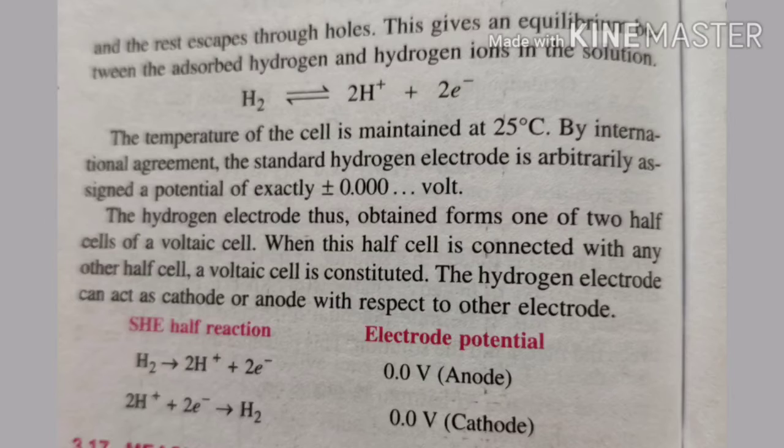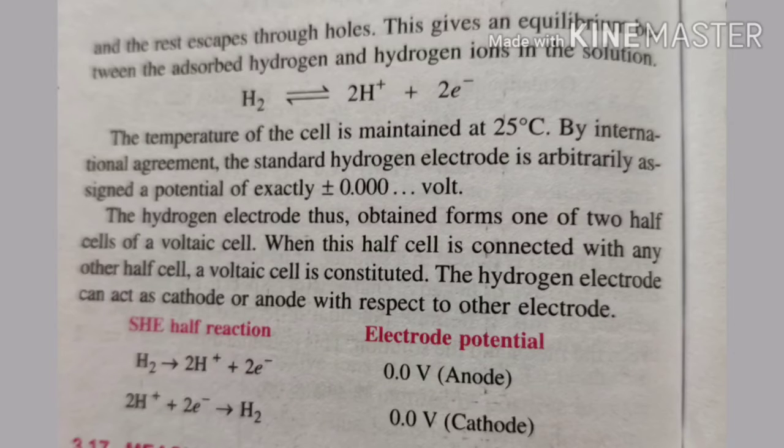So this is called the standard hydrogen electrode, and it is also called a reference electrode because its electrode potential is known. An electrode whose electrode potential is known is called a standard electrode. There are many standard electrodes we use, but in your course there is only one, the standard hydrogen electrode, that you have to study.